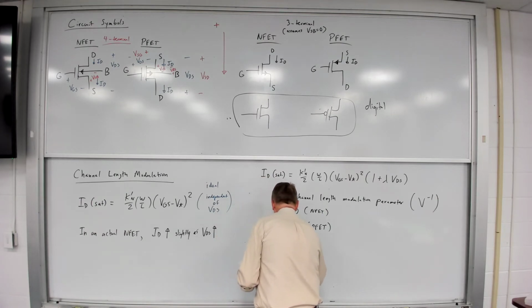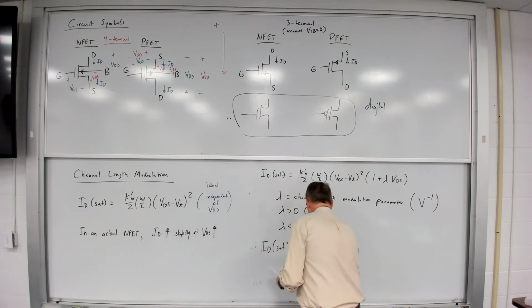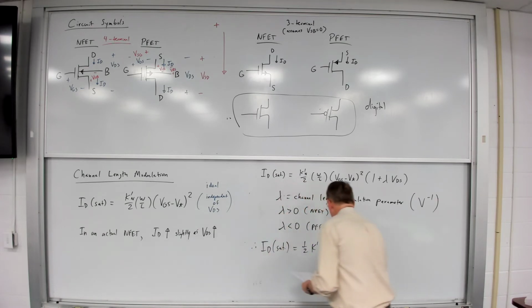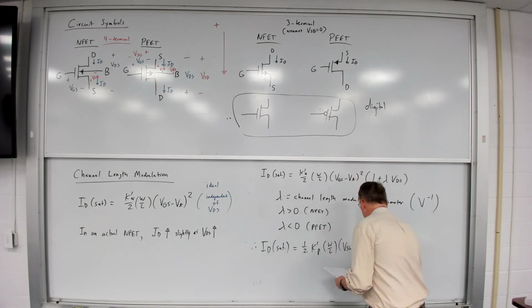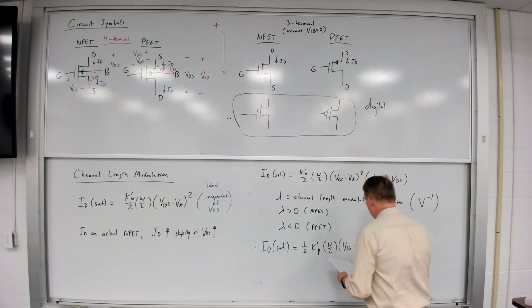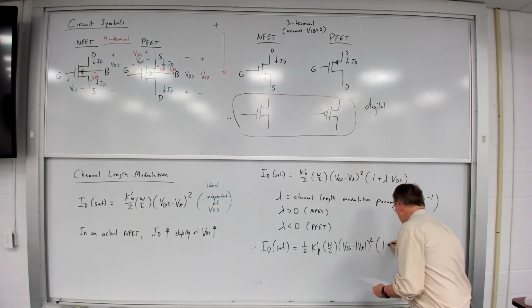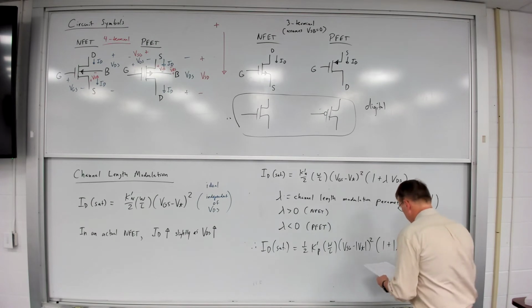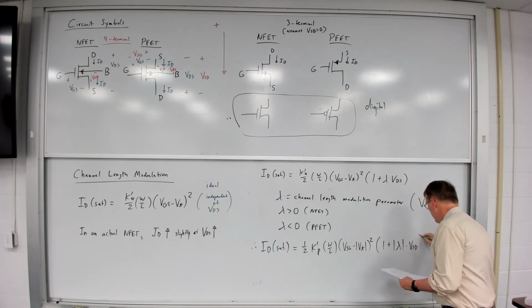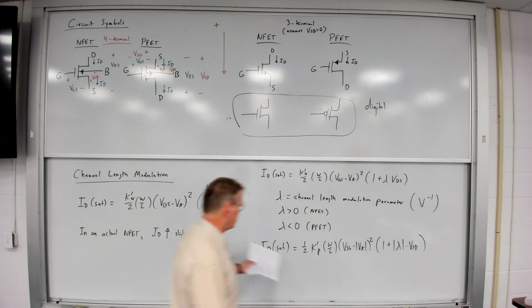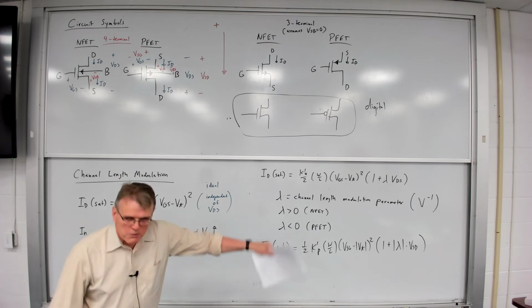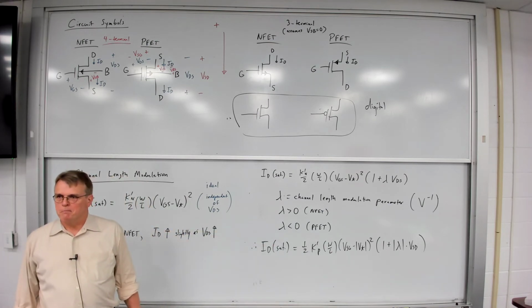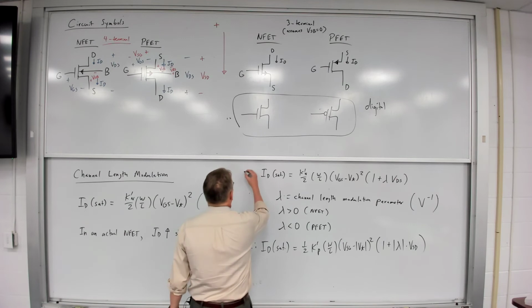And so in this case, what we're going to get is ID sat is equal to 1/2 K prime P times W over L times the absolute magnitude of (VSG minus VT) squared times (1 plus the absolute magnitude of lambda times VSD). So there's our PFET drain current equation, in this case using our flipped subscripts and our absolute magnitudes. So NFET, PFET.